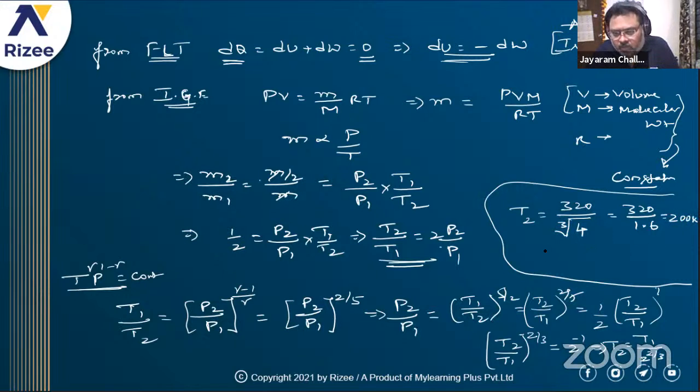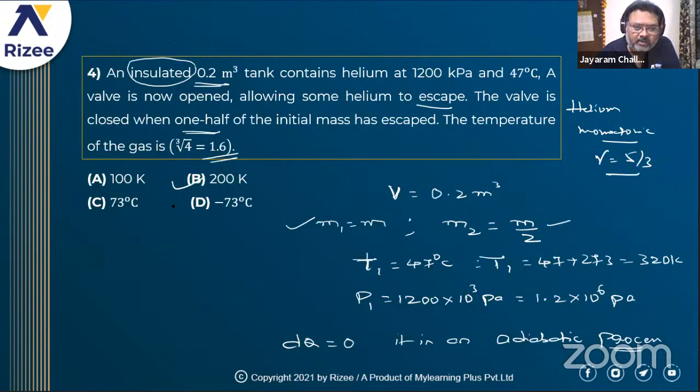200 Kelvin. If you want to convert it into degrees centigrade, T is equal to 200 minus 273, and that will be minus 73 degrees centigrade. Since it's a multiple answer question, you can go for 200 Kelvin and minus 73 degrees centigrade. Both of them will work out. This can be worked out. So next one, sir.